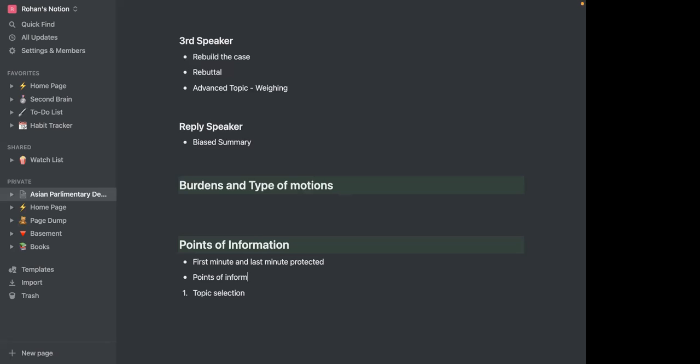You can also ask points of information to the other team. Few things to note: do not badger, which means don't keep spamming POI, POI, POI. If they reject you, wait for 30 seconds to 1 minute to ask for a point of information again. Number two, keep them short, 10 to 15 seconds long. Don't take up the entirety of the time, because that's not a good idea. But number three, keep it a question so it's easily answerable by the other team.